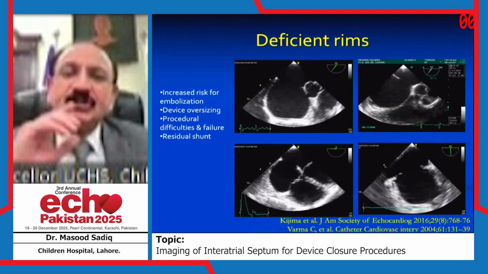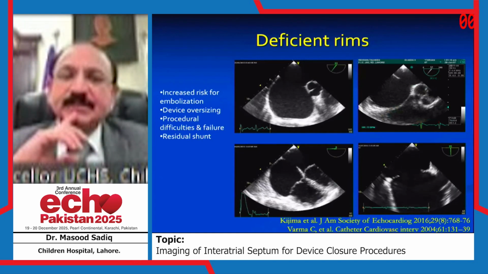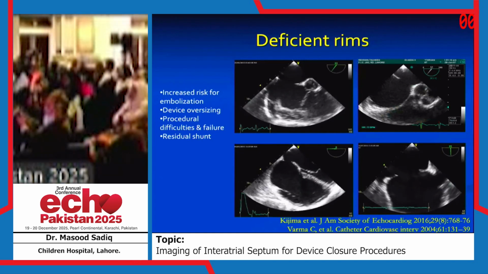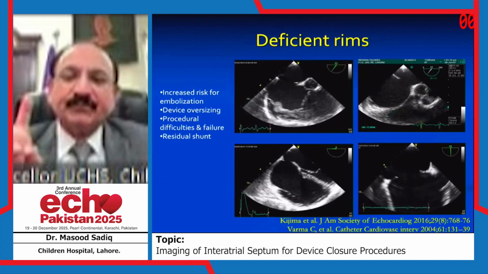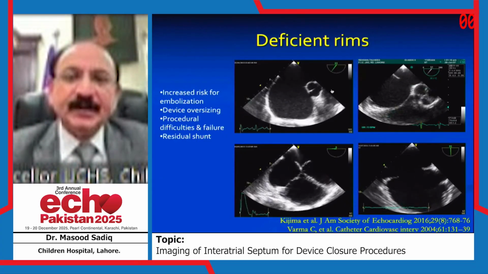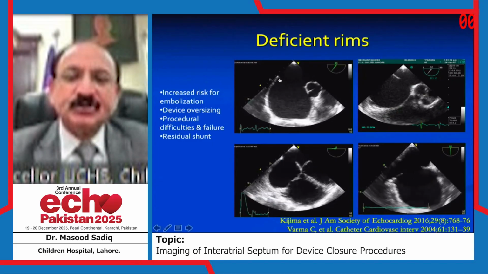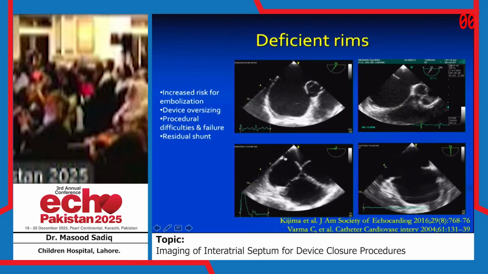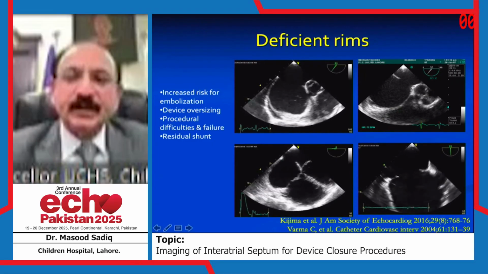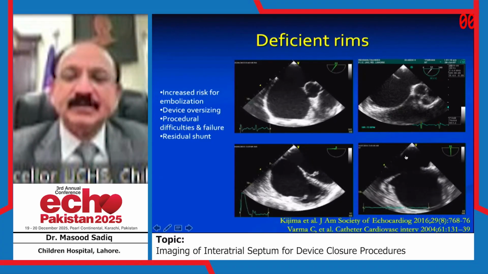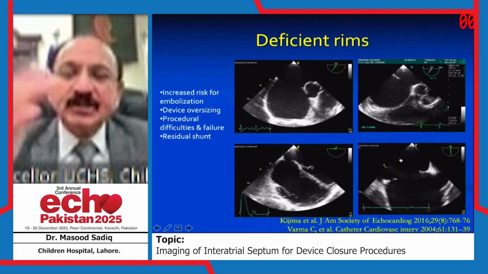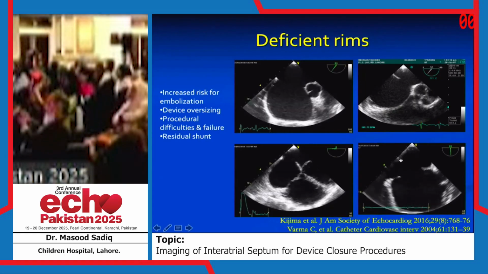Now, one thing which is important for the echocardiographer is, of course, to find whether the rims are adequate or deficient. You can see over here, your posterior rim is deficient here. Superior rim is deficient here. Aortic rim is deficient here. And there is no IVC rim here. IVC rim is deficient here. So all these four rims are crucial, but the most important is the IVC rim.